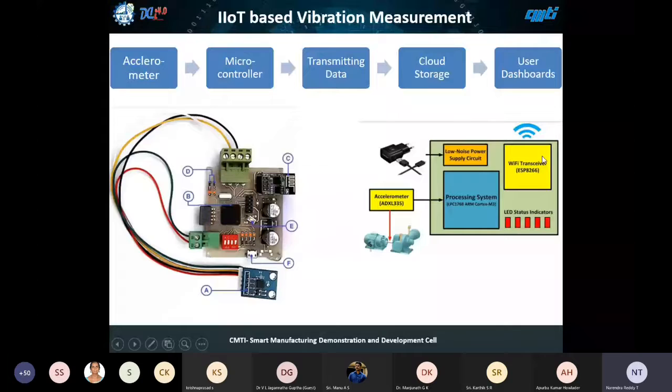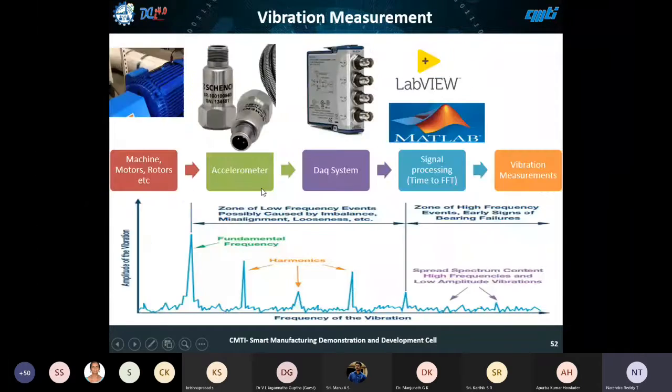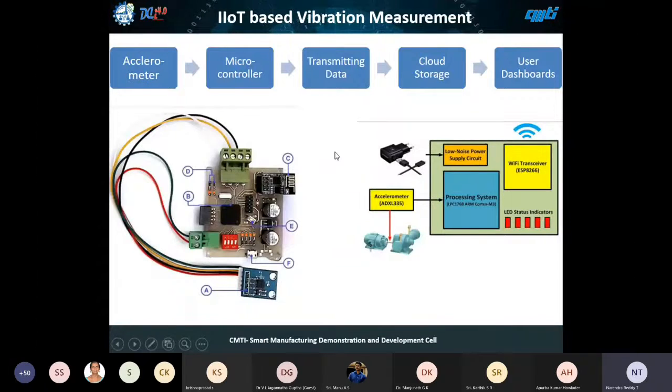ESP. Now using this MEMS accelerometer and this Texas microcontroller, you can use Wi-Fi ICs for transmitting data, and cloud storage is also there. Nowadays cloud storage is very cheap, and you can make your user dashboards. The entire solution, if bought commercially, you need to invest lakhs. The same thing, if you make a package solution like this, you can make in thousands.